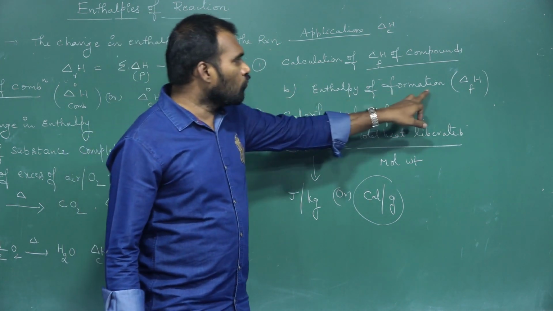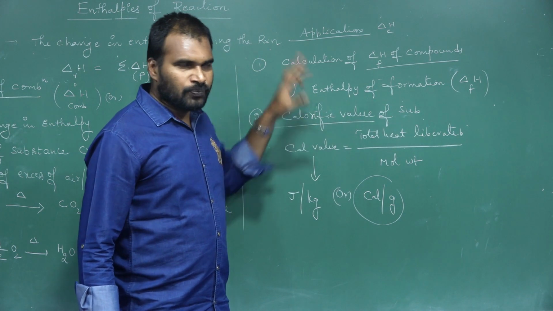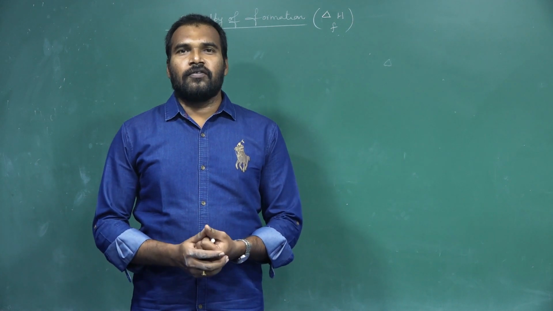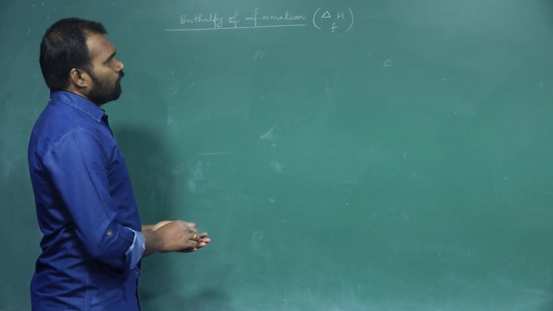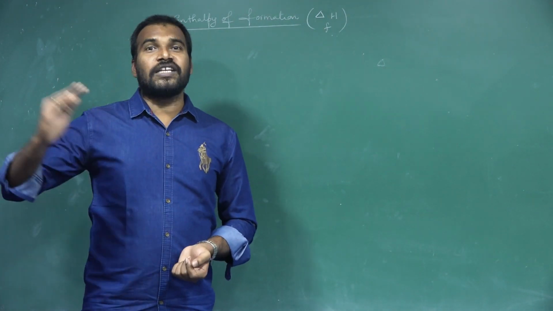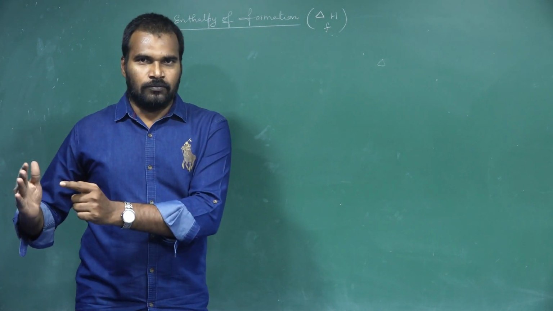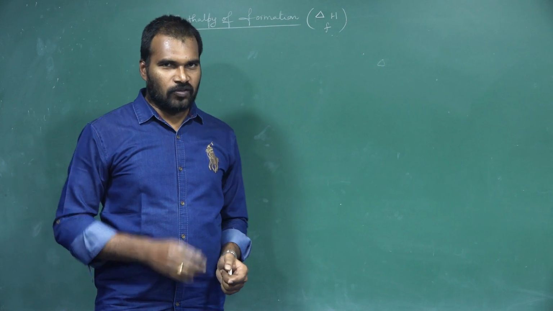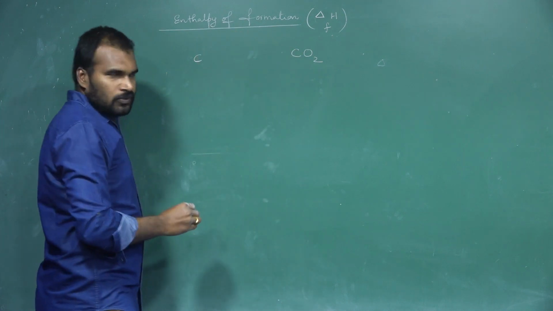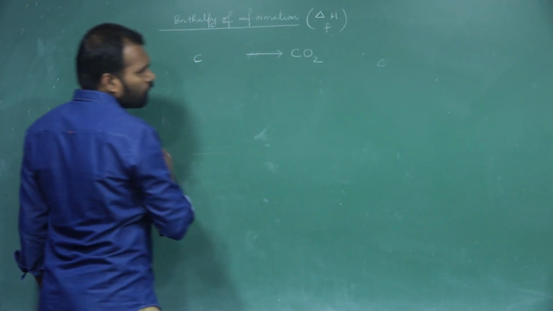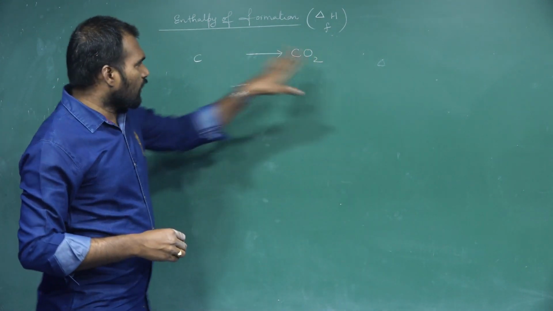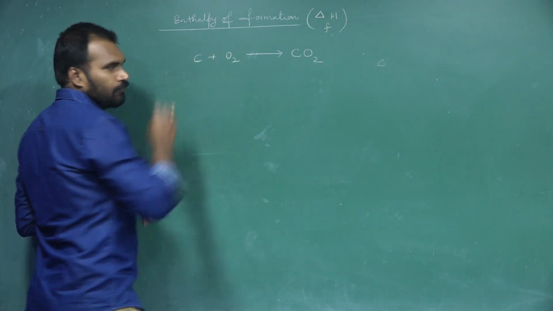So in the first application, the new enthalpy is enthalpy of formation. Let us discuss what enthalpy of formation is in detail. It is nothing but the change in enthalpy when 1 mole of the compound is forming from its constituent elements. Just to give you an example, I want to prepare 1 mole of carbon dioxide. What are the elements of carbon dioxide? To prepare CO2, we need carbon and oxygen.